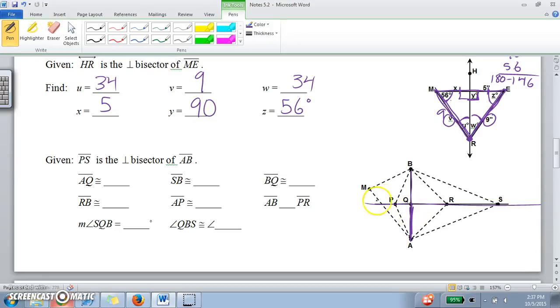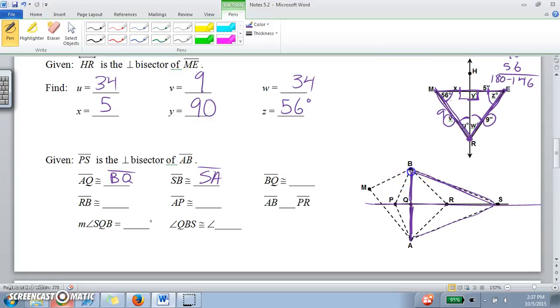Well, if this is a perpendicular bisector, AQ has to be congruent to BQ because this segment is being cut in half. So that would be BQ. SB: any point on the perpendicular bisector is the same distance away from both endpoints. So the distance from S to B has to be the same as the distance from S to A. So these two segments are congruent.